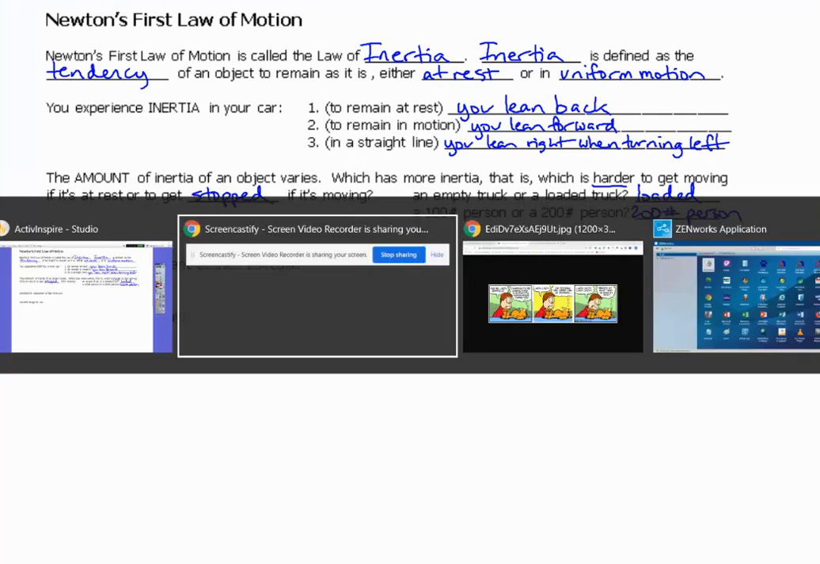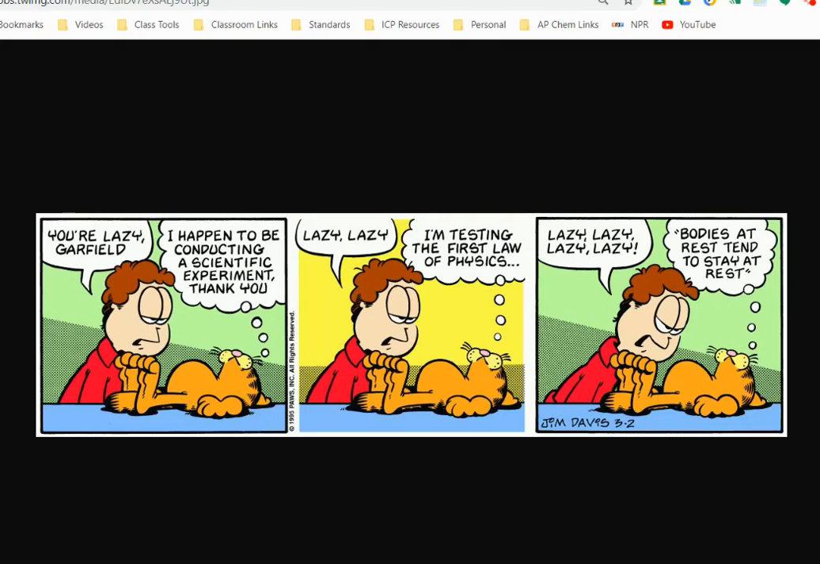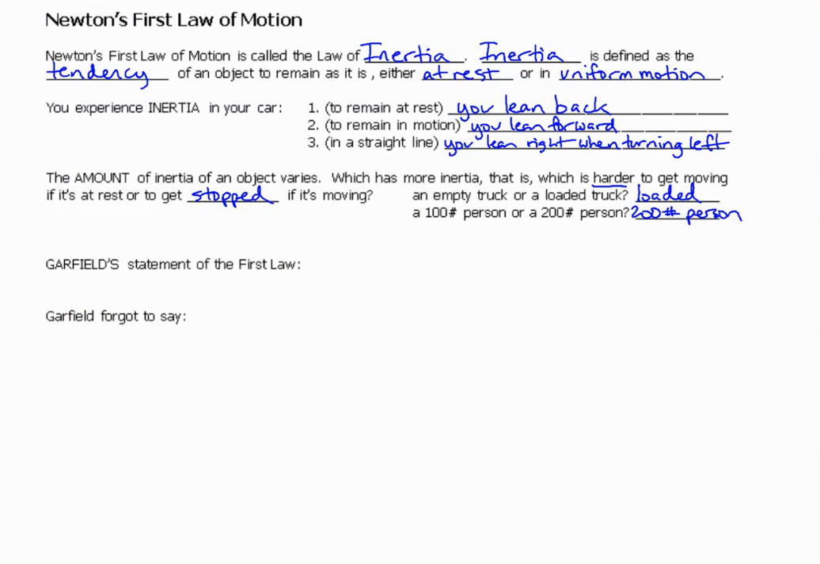I'm going to change tabs real quick. This is Newton's first law of motion according to Garfield. It says, "I happen to be conducting a scientific experiment testing the first law of physics. Bodies at rest tend to stay at rest." So Garfield's statement of the first law.